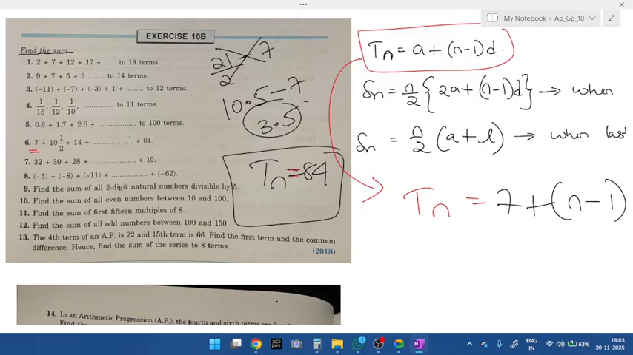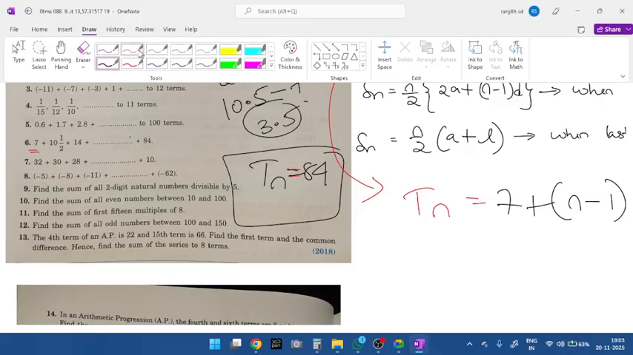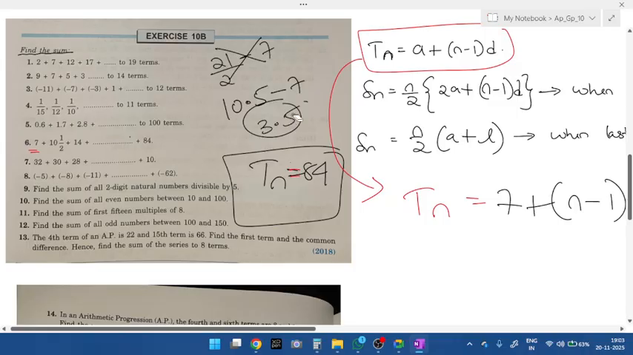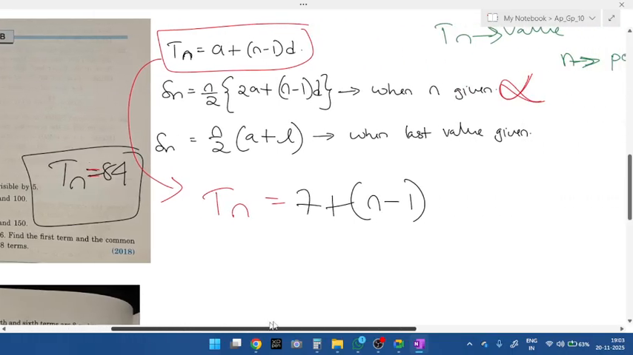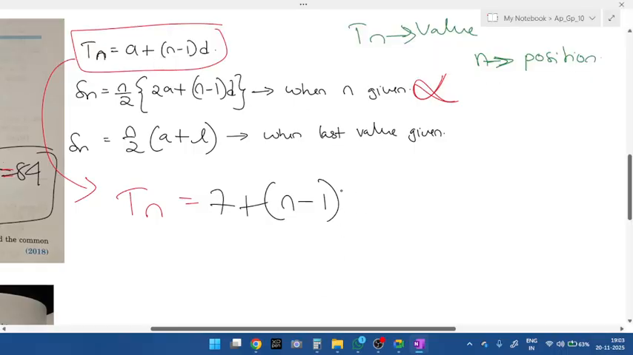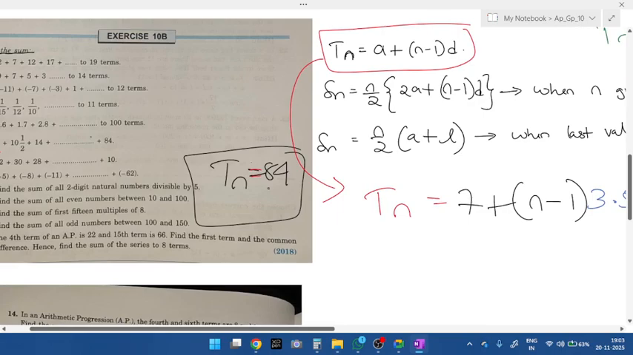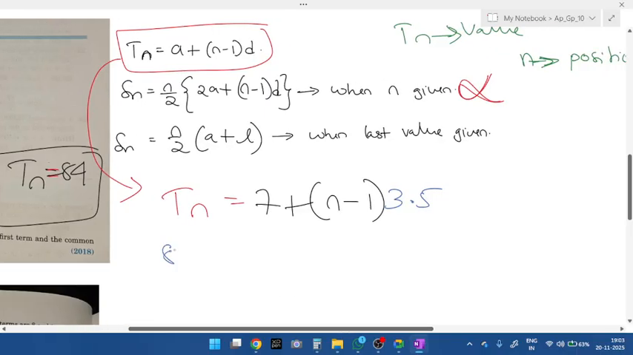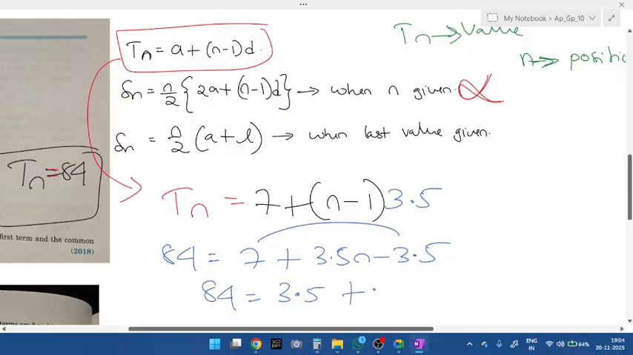Is it clear? 3.5. How can we write 3.5, students? If I remove the decimal, I can write it as 35 by 10, right? Yes, 35 by 10. You can write it like that, or let me just keep it as 3.5. If you want, you can take the LCM and do it later. I'll keep it as 3.5. 3.5 is the value. Now, what is T of n given? What is the last value we have? 84. 84 is equal to 3.5n minus 3.5. 84, 7 minus 3.5, you'll get 3.5 plus 3.5n.